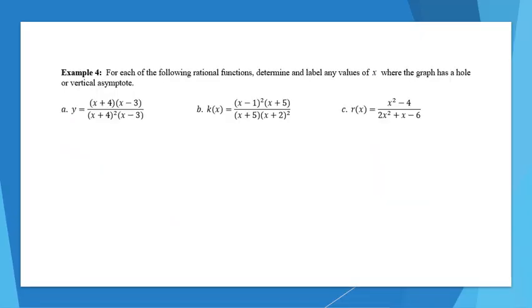All right, example 4. For each of the following rational functions, determine and label any values of x where the graph has a hole or a vertical asymptote. So taking a look at each of these, let's find first where the denominators are equal to 0, and then let's factor C as well. So here x equals negative 4 and positive 3, negative 5 and negative 2.